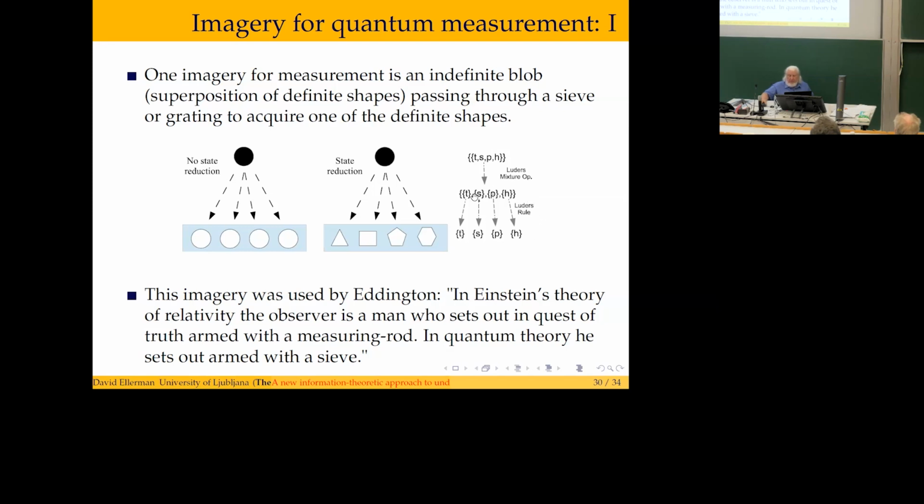And then it's a normal mixed state with some probability. You'll get one of the things in the mixed state, and the end state is determined by Lüders' rule. That's spelled out in R.I.G. Hughes's book. The distinction here is that this blob cannot pass through this gradient without taking on a characteristic. Here's a case where there's no state reduction: it can pass through the gradient without any distinction.